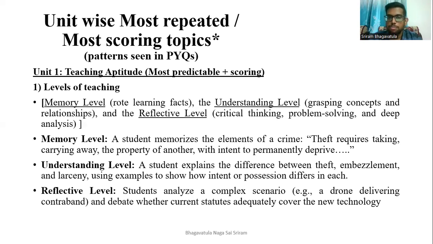In this concept, the student explains the difference between theft, embezzlement and larceny, using examples of how to differentiate between the intent and possession, which differs in each of these cases. Next one is the reflective level. This is where students analyze a complex scenario, for example a drone delivering contraband, and debate whether the current statutes adequately cover the new technology. So these are the different levels of teaching.